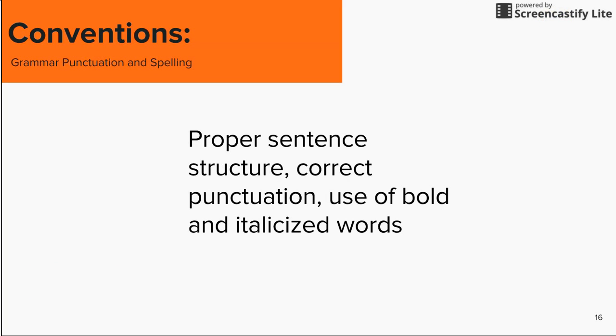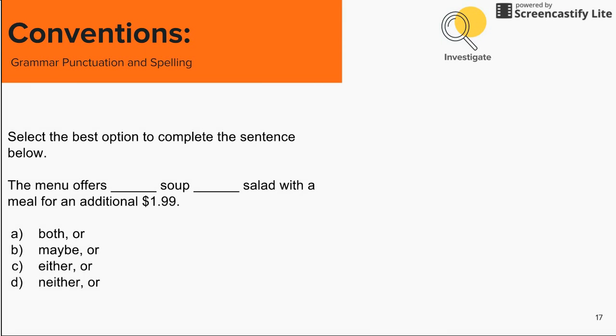The second type of question are conventions. This includes proper sentence structure, correct punctuation, use of bold and italicized words. Let's take a look at a practice question. We first investigate, so we're going to take the answers away. Then ask what is given and what is being asked for. Please read the question.